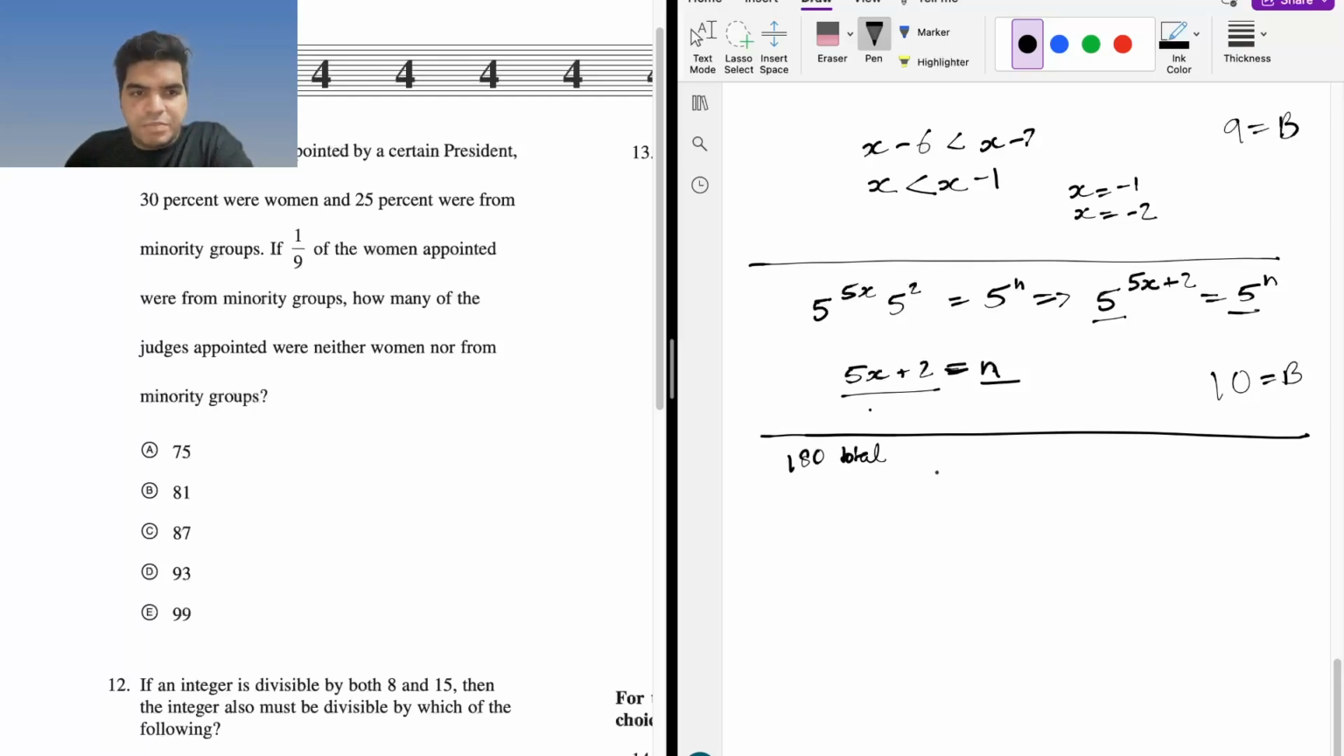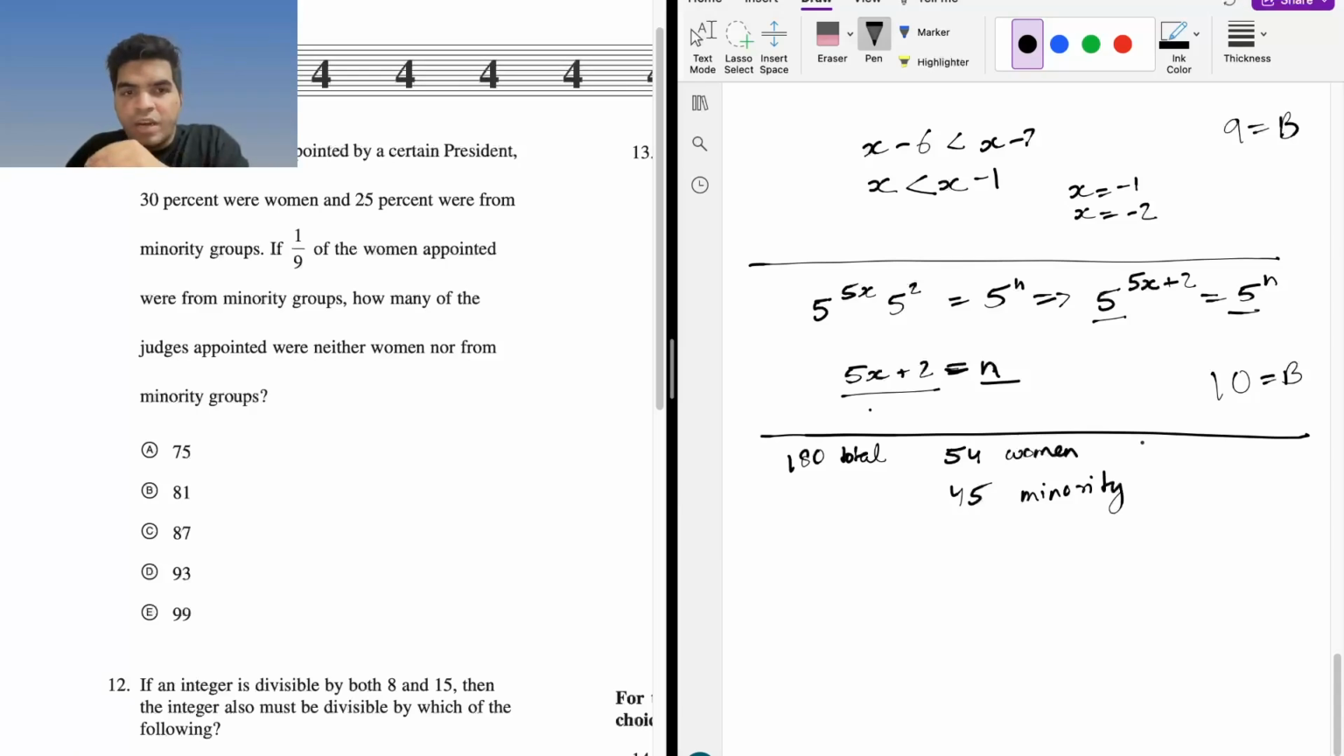out of which 30% were women. Whenever you're given percentages, even if it is not asked or it is not necessary, it's better to always find the values. So 30% of 180 is equal to 54. So 54 were women out of 180. 25% were from minority groups. So 25% of 180 will be just divided by 4. So divided by 4, we get the value as 45. So 45 were from minorities.